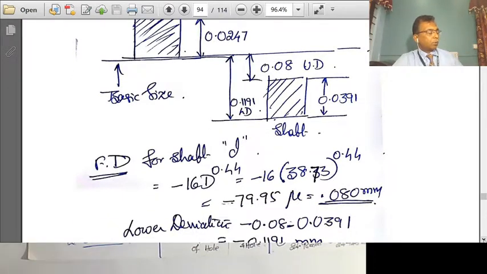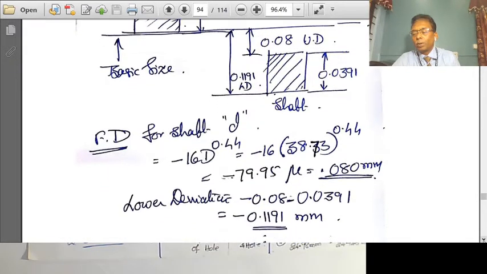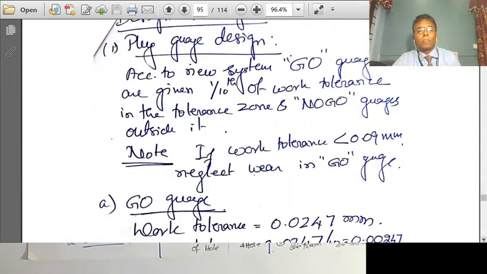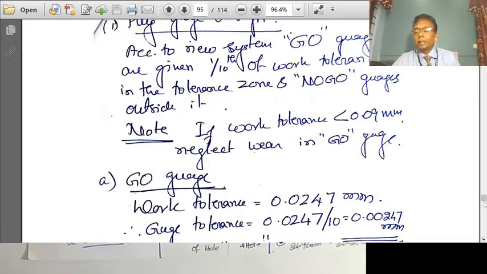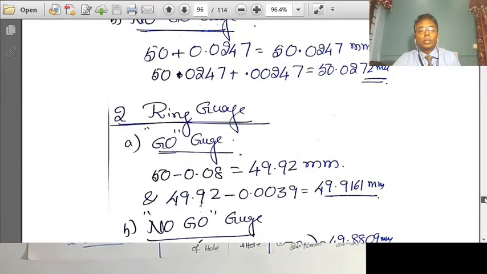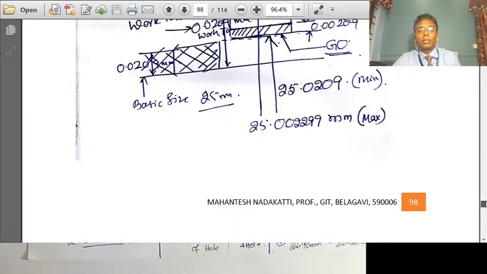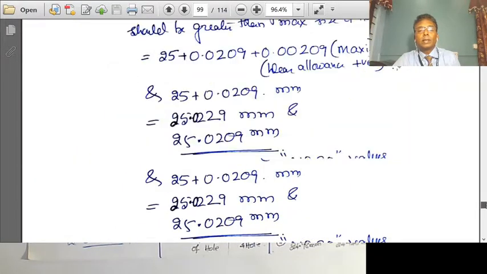Step 1, step 2, step 3, step 4, step 5, step 6, and then the hole, the plug end, the 8 and 9. There are about 9 or 10 steps. Plug gauge, I have designed this, and then go gauge, no go gauge. You can identify ring gauge, snap gauge. All those things can be solved easily.